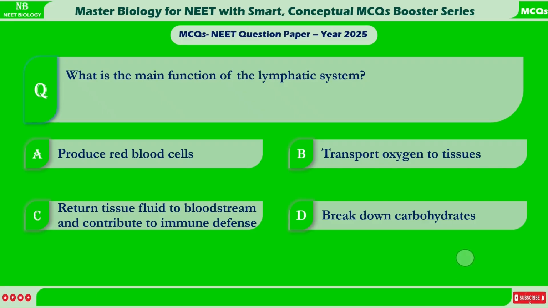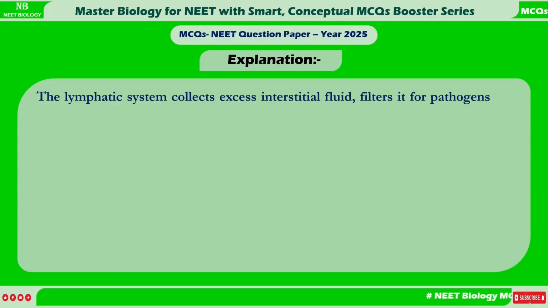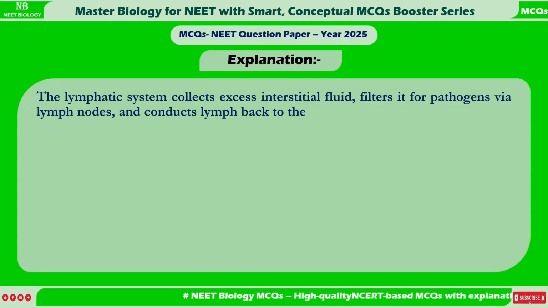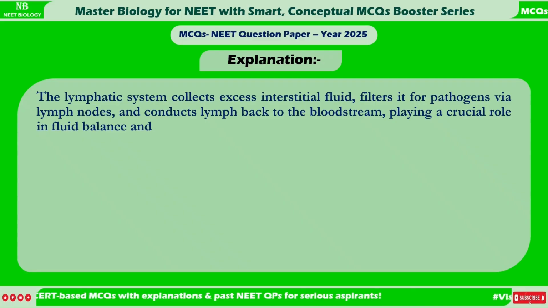Correct answer is C. Return tissue fluid to bloodstream and contribute to immune defense. Explanation. The lymphatic system collects excess interstitial fluid, filters it for pathogens via lymph nodes, and conducts lymph back to the bloodstream, playing a crucial role in fluid balance and immune function.